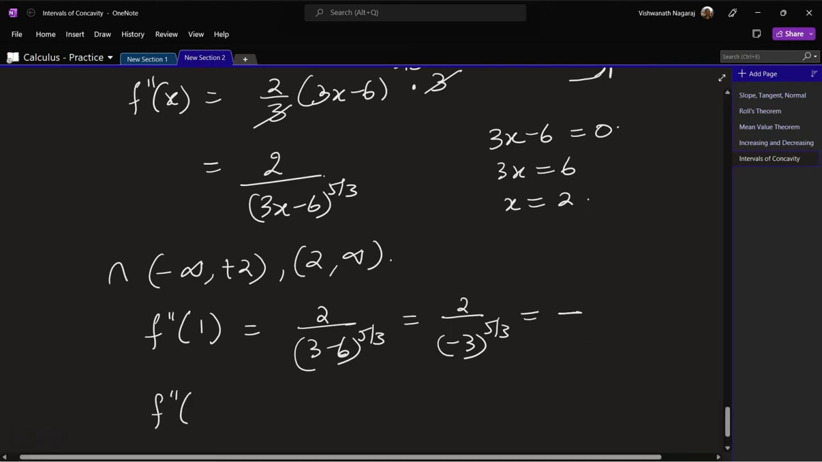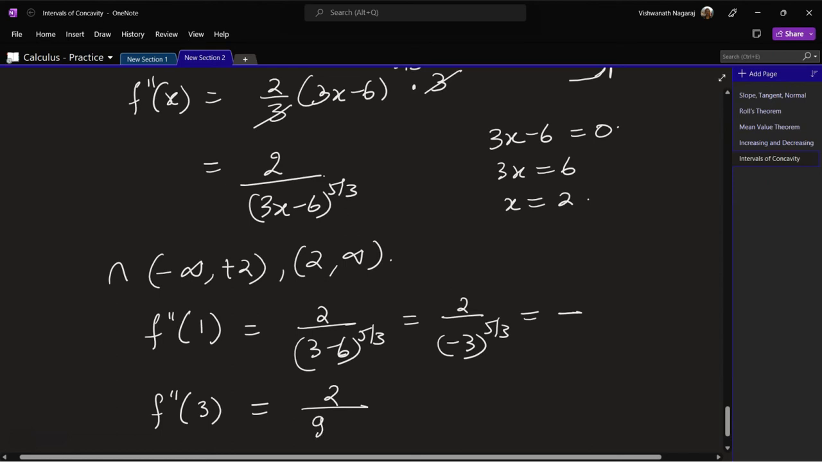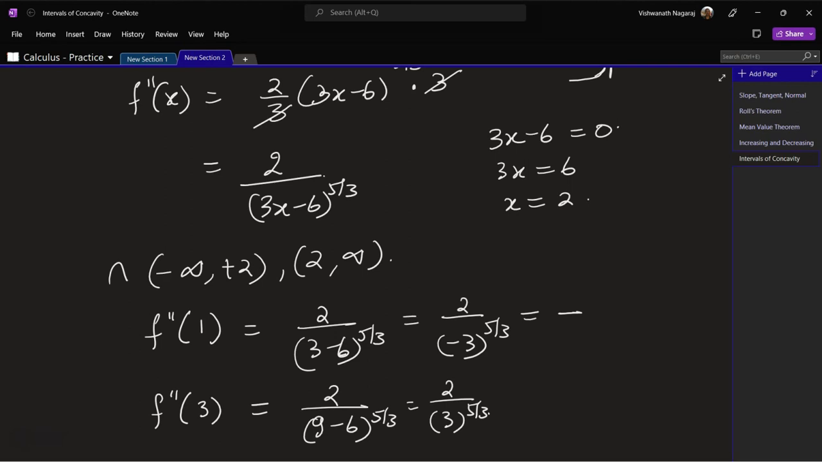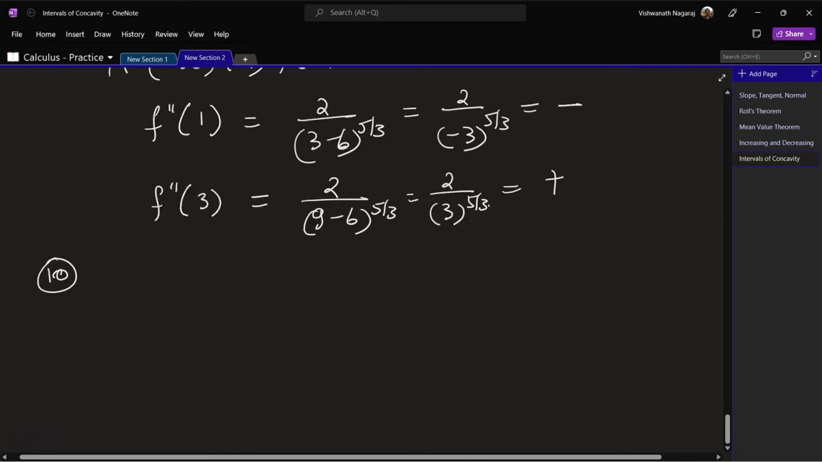Now let's look at 2 to infinity. So let's take it as 3, which is 2 by (3 times 3 = 9, minus 6) to the power of 5 by 3, which gives us 2 by 3 to the power of 5 by 3. We don't have to evaluate it, remember. The cube root of 3 is positive, and the fifth power of that is going to be positive. So it is going to be a positive number, and that means that this is going to be concave up. Let's look at the 10th one.